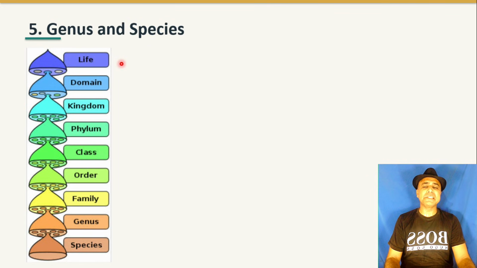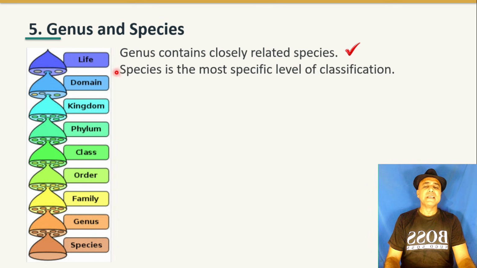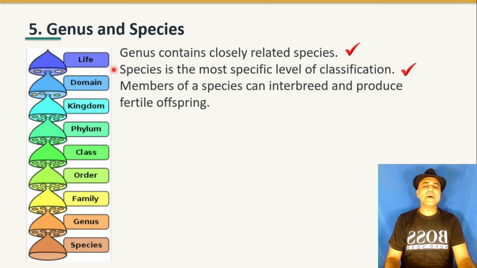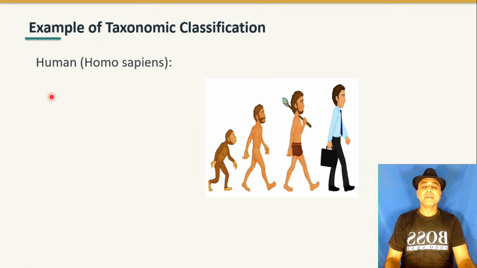Genus and species. Genus contains closely related species. Species is the most specific level of classification. Members of a species can interbreed and produce fertile offspring. Example: Homo sapiens, human beings.